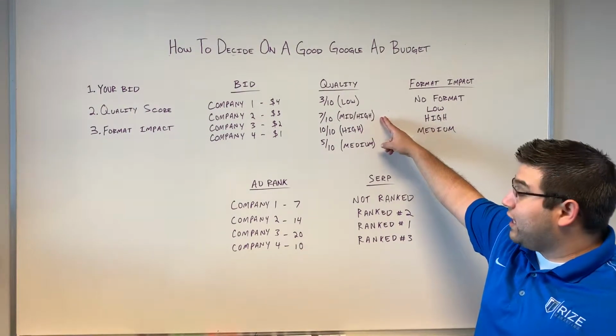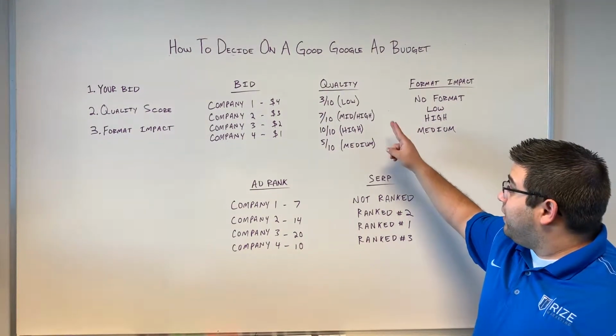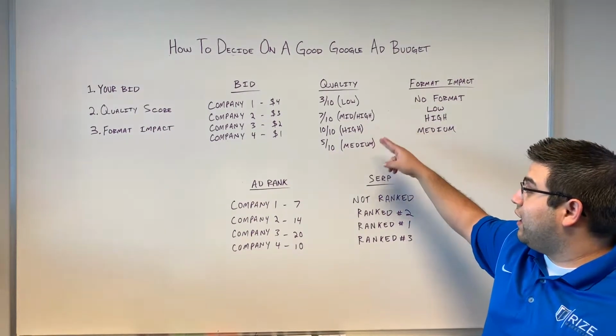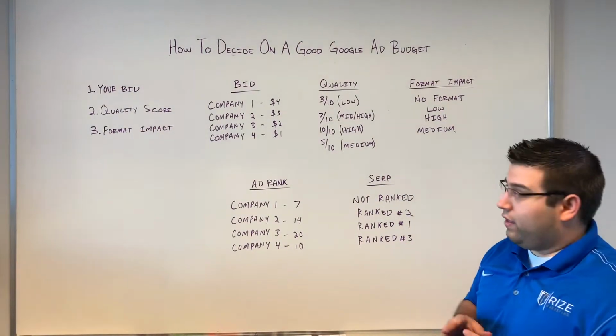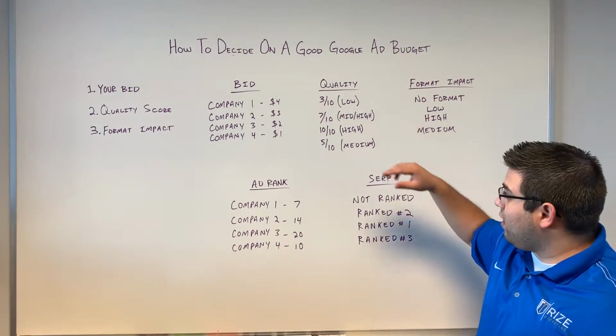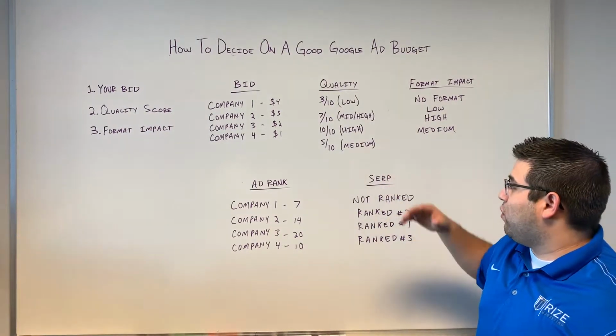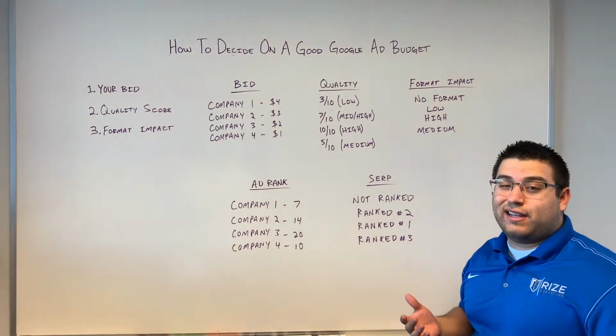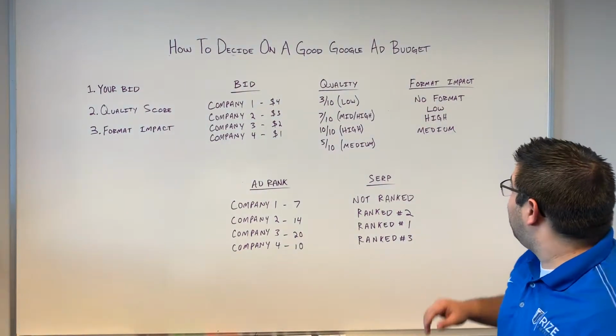Company two has a 7 out of 10, which is pretty good. Company three has a 10 out of 10, which is just phenomenal. That's where we want to target for sure. And company four has a medium quality score, 5 out of 10. It's not the best, it's not the worst, it's not terrible though.